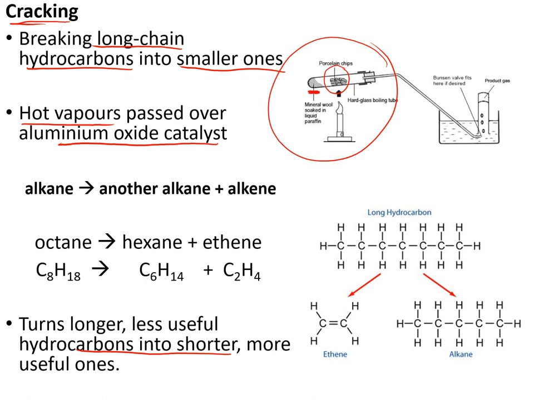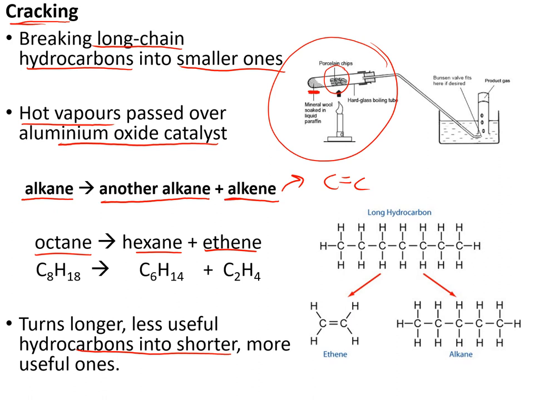Now, cracking breaks a long alkane into another alkane and an alkene. That's something with a carbon-carbon double bond. So we have these carbon-carbon double bonds in our alkenes. For example, octane can be broken down into hexane and ethene. So just note the formulae for this. We've got C8H18 makes C6H14 and C2H4.